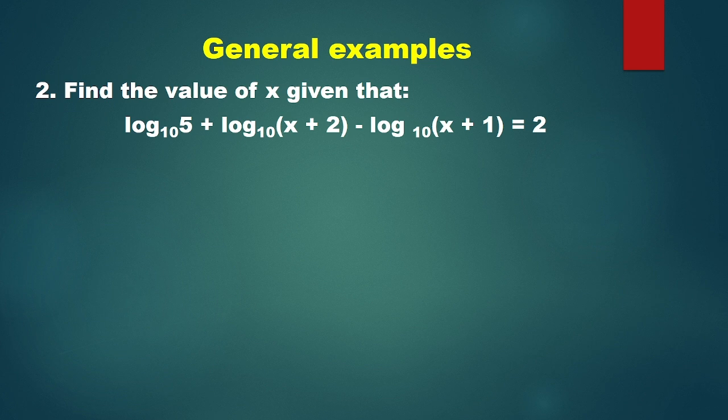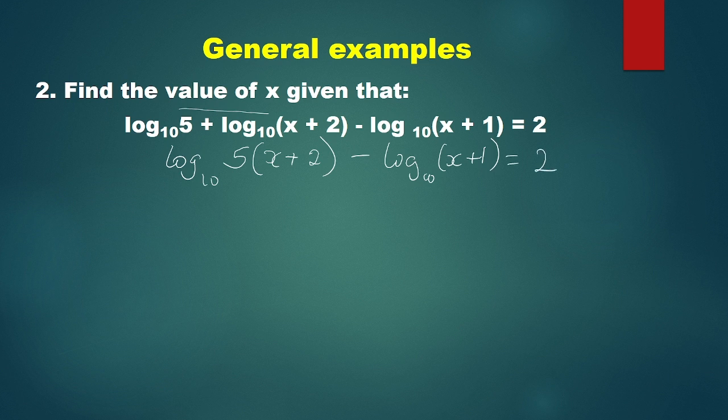The first is I'm going to apply the product law that says that log 5 times (x + 2). So I'm joining these two together to form log 5 times (x + 2). We still have minus log (x + 1) in base 10 equal to 2. So I have just joined these two logarithms together to get this. I can also join this.